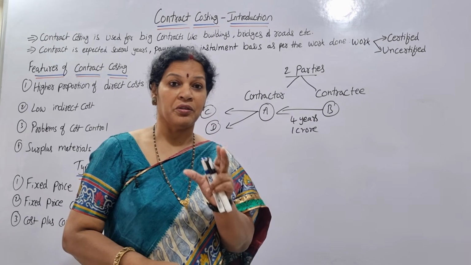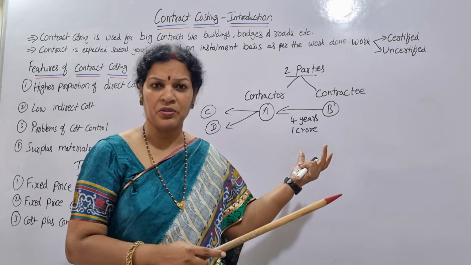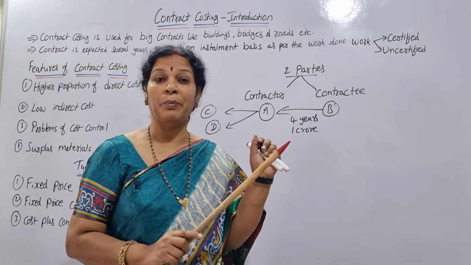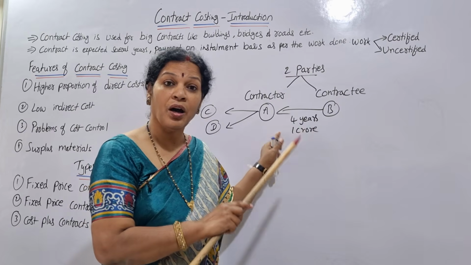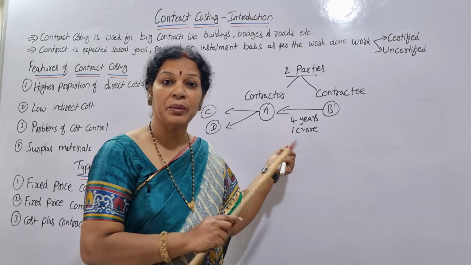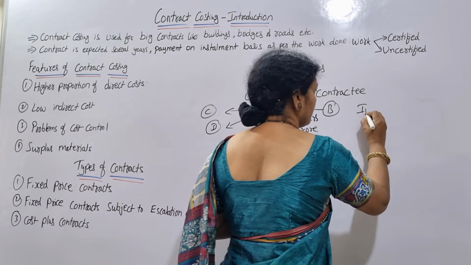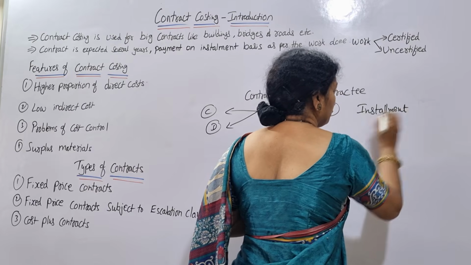Now this is a 4 years contract. Construction of, suppose, a road, a bridge, or a building is given to A. So this construction goes on slowly. So how is A going to get the payment from B? This is always on an installment basis. Installment basis payment.